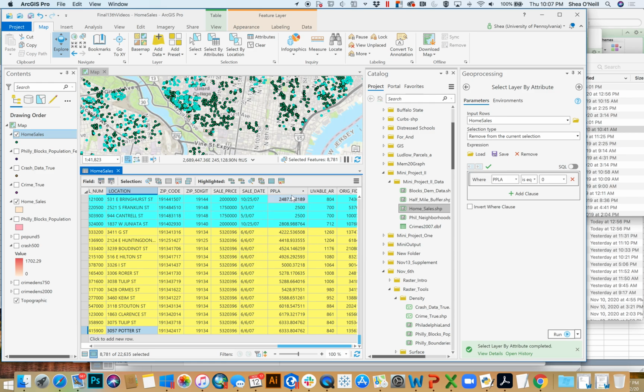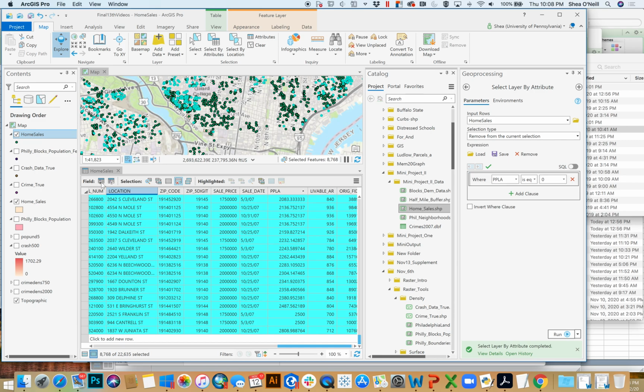So I just sorted by price per livable area, started with the 3411 down to the 3057, and I highlighted them in yellow. To do that, I clicked on one and then the other while holding shift. And I'll come over here to the highlighted, and where it says unselect, I'll unselect the highlighted.